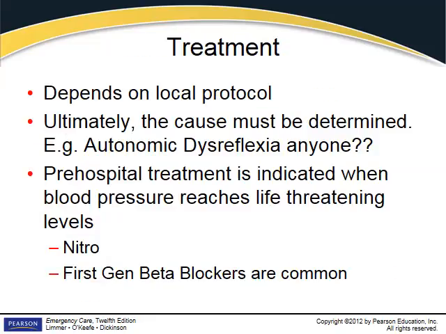Okay, so the treatment for this in the field, depending on your local protocol, ultimately the cause needs to be determined, but in the emergent situation, that pressure needs to be treated. So, speaking of the cause, consider something such as autonomic dysreflexia.